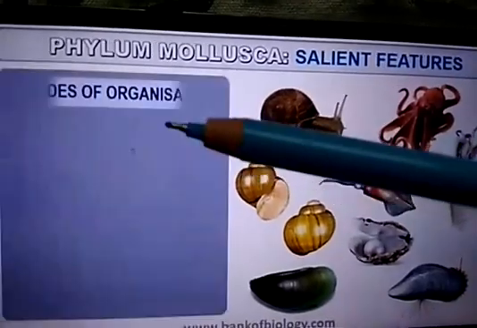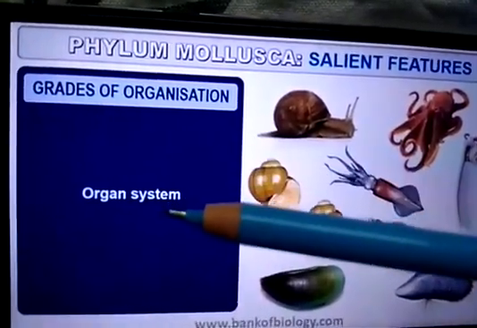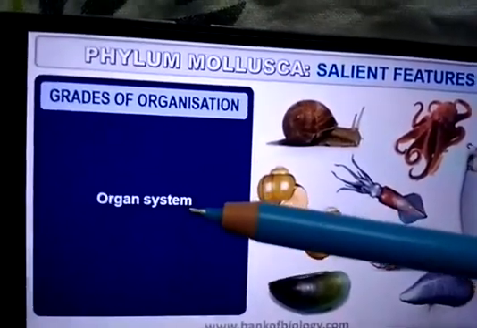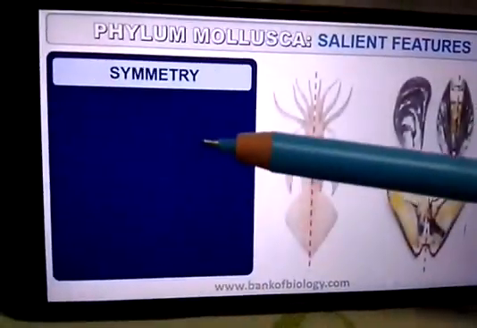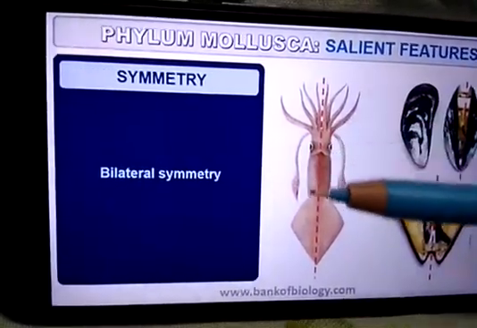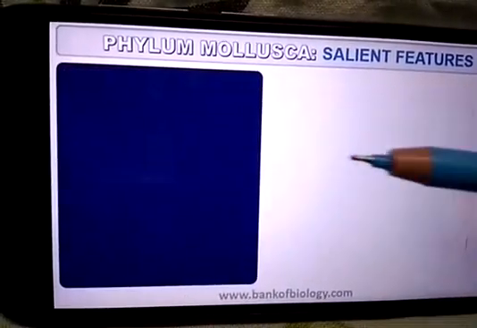Phylum Mollusca. Grade of organization. Multicellular organisms have levels of classification: cells make tissues, tissues make organs, organs make organ systems, and organ systems make organisms. Symmetry: bilateral symmetry. The body parts are arranged along a central axis. If the animal is cut through the central axis, we get two identical halves.